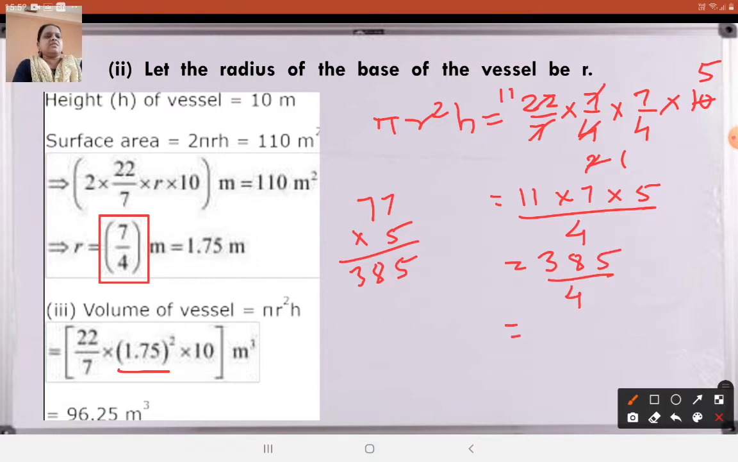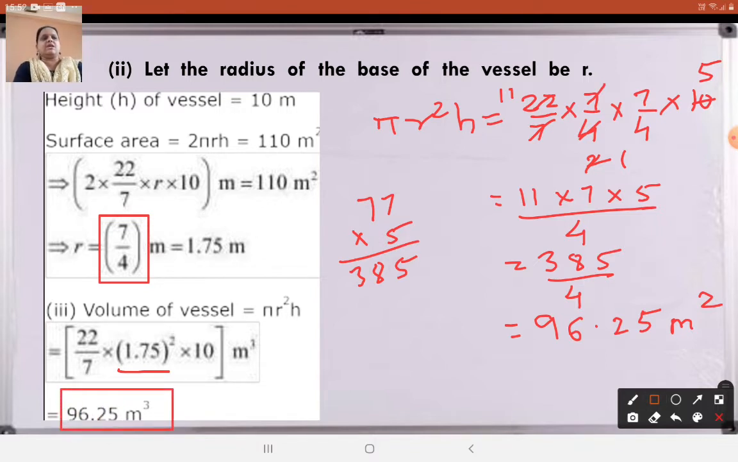4 nines are 36, remain 2, so it will become 25. Then 4 sixes are 24, point. Then what is left? 1, so it will become 10. 4 twos are 8, and then 4 fives are 20. So you will get the answer as 96.25 meter cube.